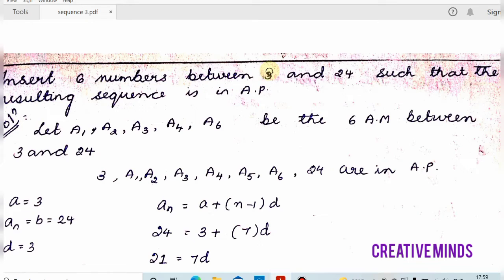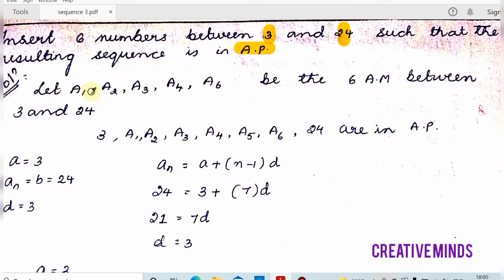Insert 6 numbers between 3 and 24 such that the resulting sequence is in AP. We have to find 6 numbers between 3 and 24 such that the resulting sequence is in AP. So they gave A and B. We have to find A1, A2, A3, A4, A5, A6. Let A1, A2, A3, A4, A5, A6 be 6 AM between 3 and 24. So we write like this: 3, A1, A2, A3, A4, A5, A6, comma 24 are in AP.